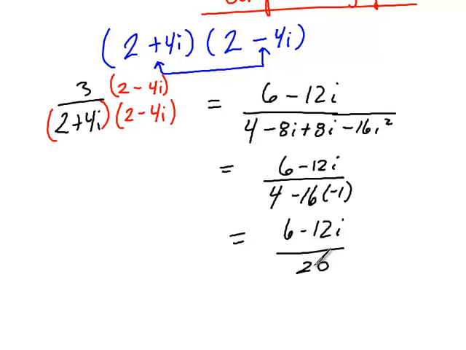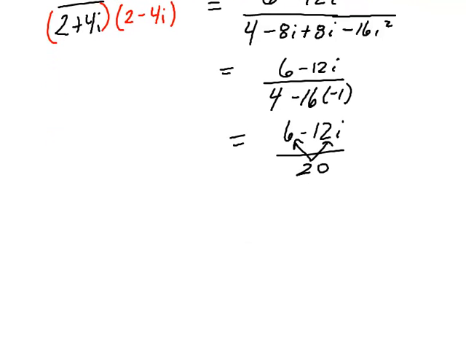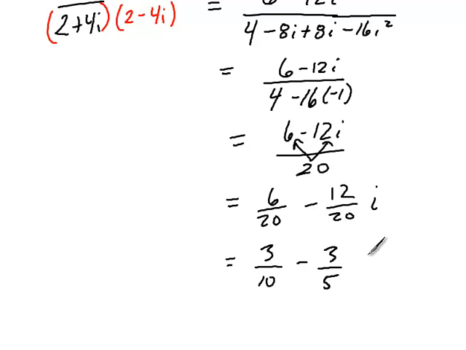And then to write this in standard form, we are going to divide both the two terms on the top by 20. So this is 6 over 20 minus 12 over 20i. And let's see, 6 over 20 can divide both by 2, so that would be 3/10. And here we can divide both by 4. It's going to be 3/5 i.